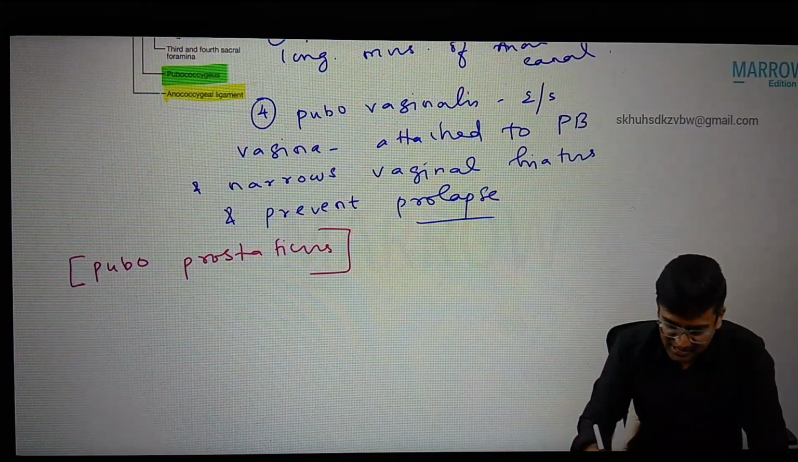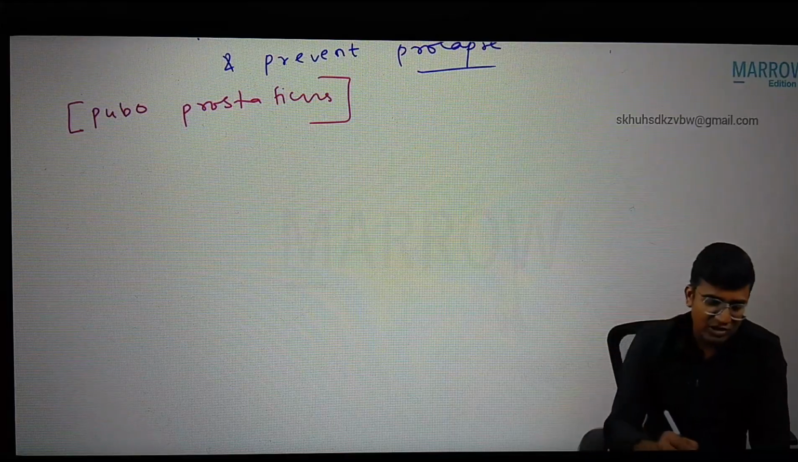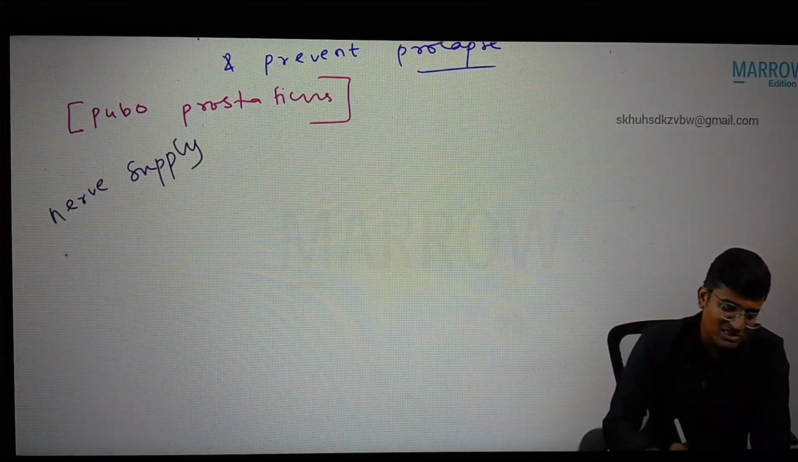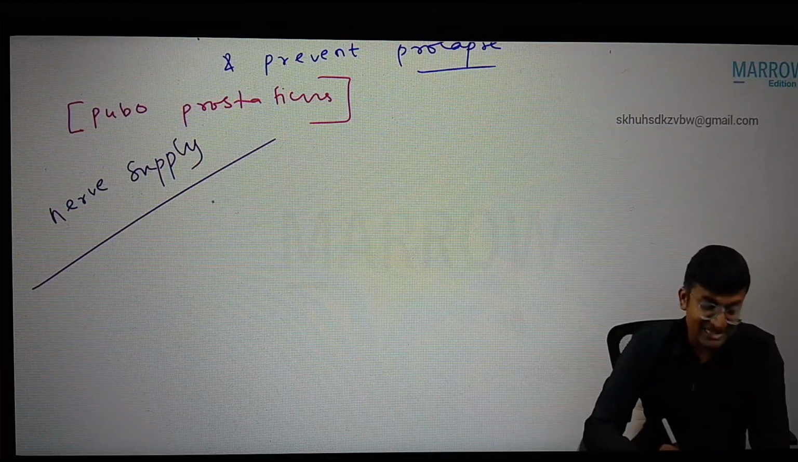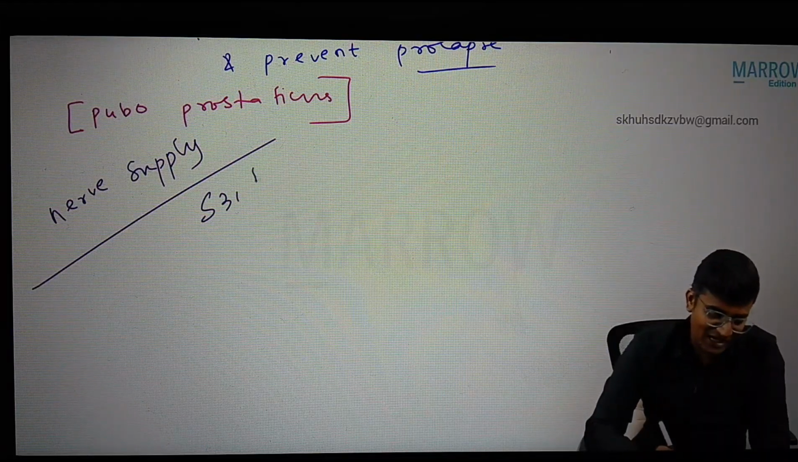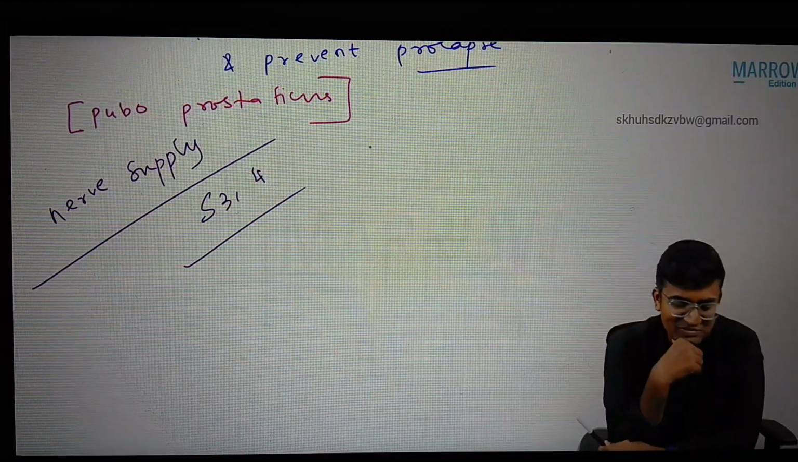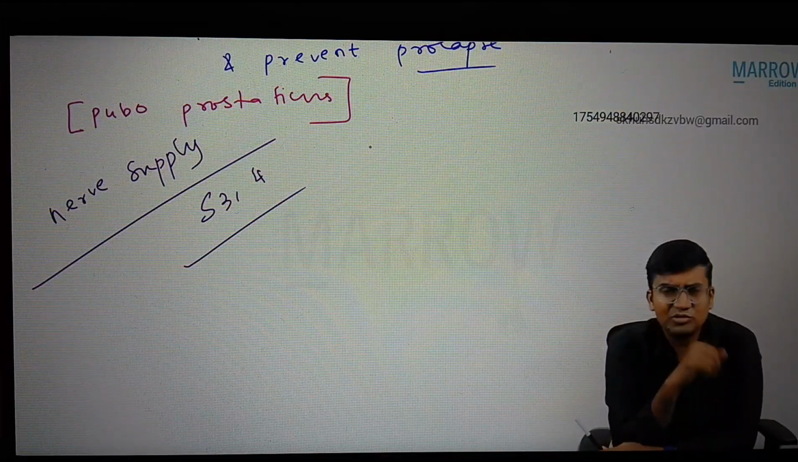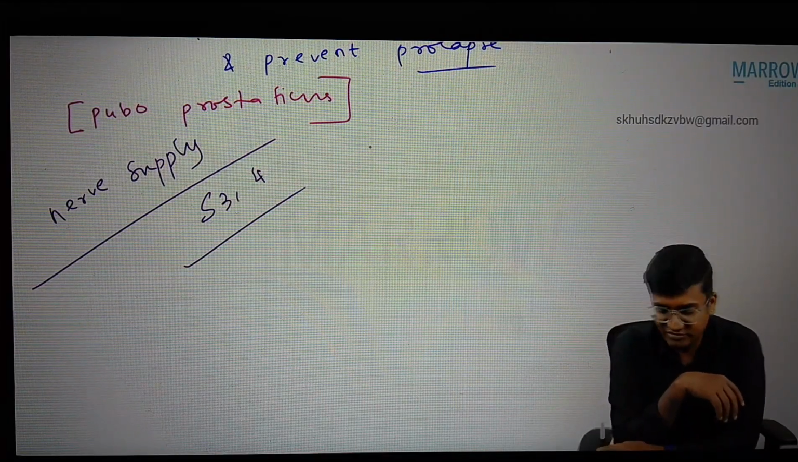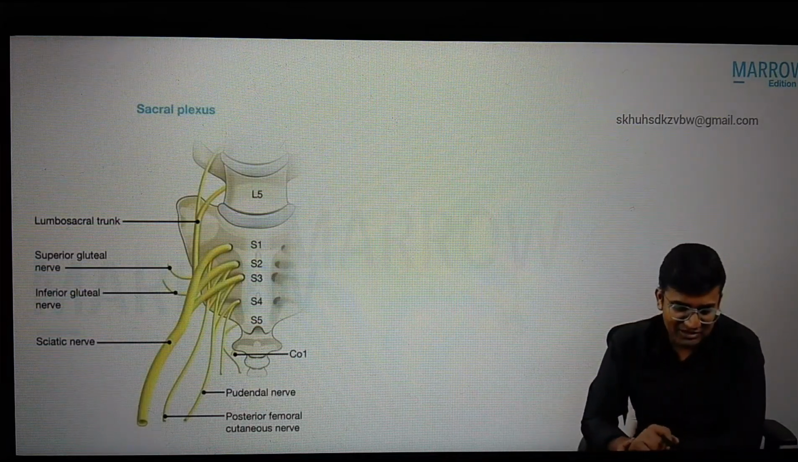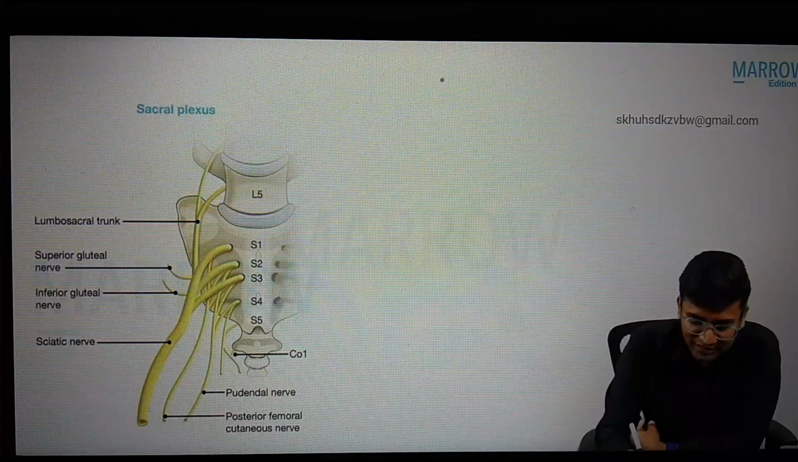Right. Shall we proceed? Now, only one thing is pending: the supply. The levator ani muscle is supplied by the sacral plexus, S3 and S4 fibers. That's all about the levator ani muscle, the pelvic diaphragm. Next, one last topic in the perineum, that is the nerve of the perineum, the pudendal nerve.